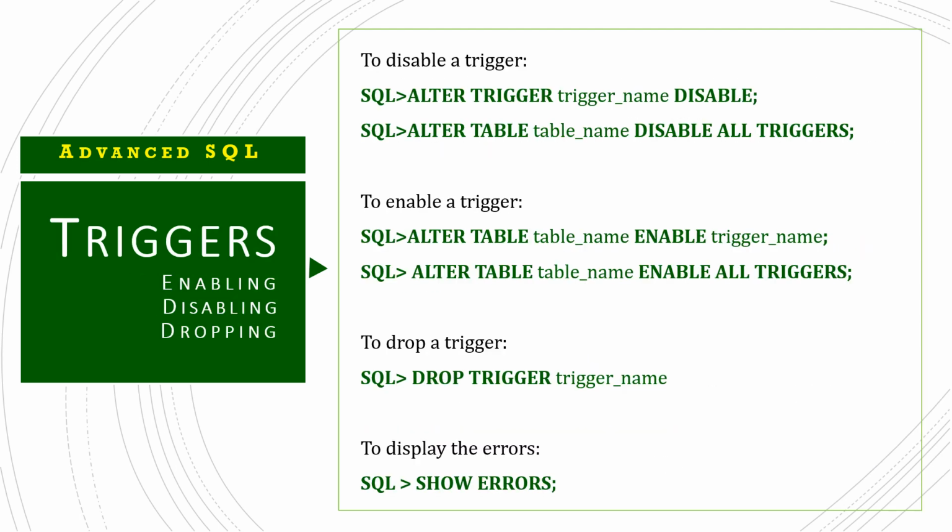Now let's look into the commands for disabling a trigger. Alter trigger, trigger name, disable. Alter table, table name, disable all triggers. Disable all triggers means it disables all the triggers associated with the particular table. Alter trigger, trigger name, disable means it disables only that particular trigger. Similarly, if you want to enable a trigger, the keyword is enable. And if you want to drop a trigger: drop trigger, trigger name. The difference between drop and disable is that disable just disables it, but the trigger definition is still there. If you are dropping it, we are deleting it.